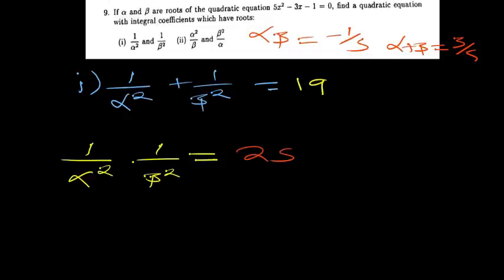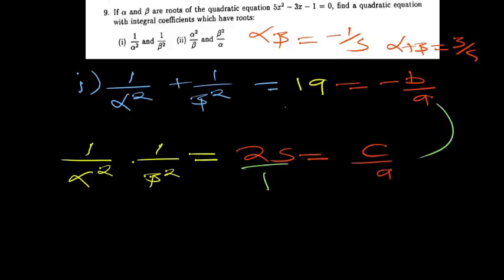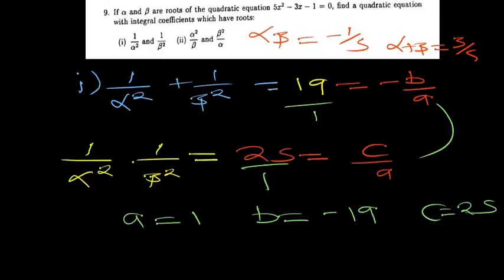Now I want you to pay attention here. Addition is associated with negative b over a. Multiplication is associated with c over a. So you have to ensure that the denominators are the same, since a is common. So in this case a becomes 1, and then negative b being equal to 19, b will become negative 19, and then c is just 25. I've just equated whatever we have with what is on the right hand side.